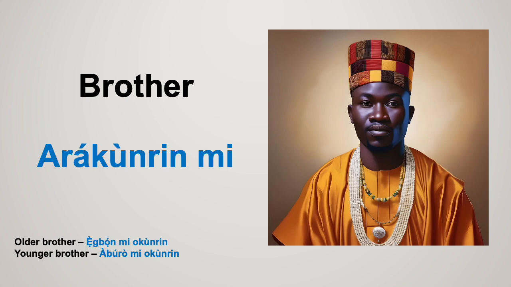Ẹ̀gbọ́n mi ọkùnrin. If the brother is younger, that would be àbúrò mi ọkùnrin. Older brother will be ẹ̀gbọ́n mi ọkùnrin, while younger brother will be àbúrò mi ọkùnrin.